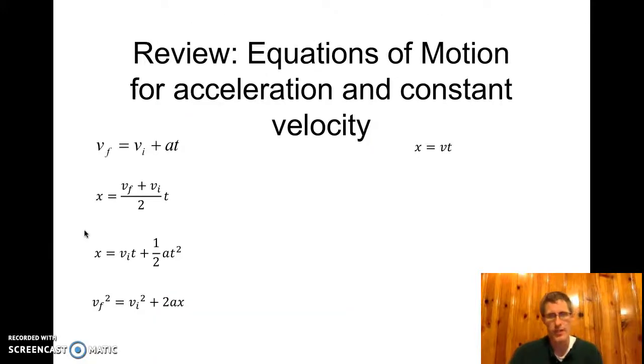Now just to get us oriented, I want you to recall our equations of motion. I have the acceleration equations listed right here. There are four of them, and there's the constant velocity equation right here. This is a simpler version, just essentially distance equals rate times time, or x equals vt. We're going to be using these.